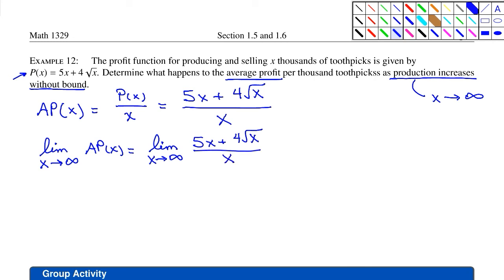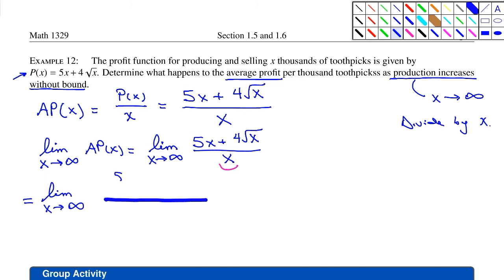So here again, we're taking the limit as x goes to infinity, and we have a rational function. So we pick up the largest power term from the denominator, which is just x to the first, and so we're going to divide everything by x. So this is going to give me 5x over x plus 4 square roots of x divided by x all over x divided by x.